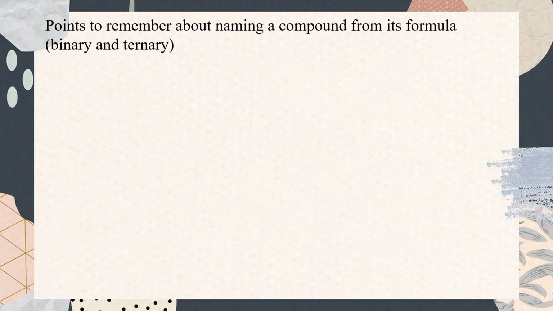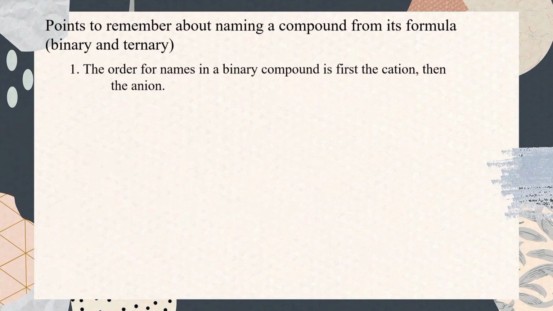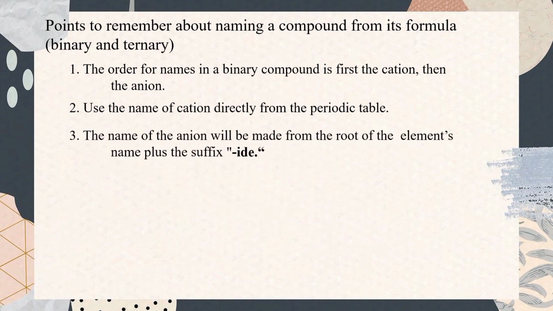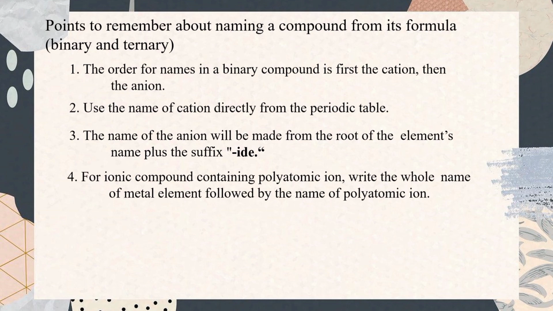Here are points to remember about naming a compound from its formula. Number 1. The order for names in a binary compound is first the cation, then the anion. Number 2. Use the name of the cation directly from the periodic table. 3. The name of the anion will be made from the root of the element's name plus the suffix ide. Number 4. For an ionic compound containing a polyatomic ion, write the whole name of the metal element followed by the name of the polyatomic ion.